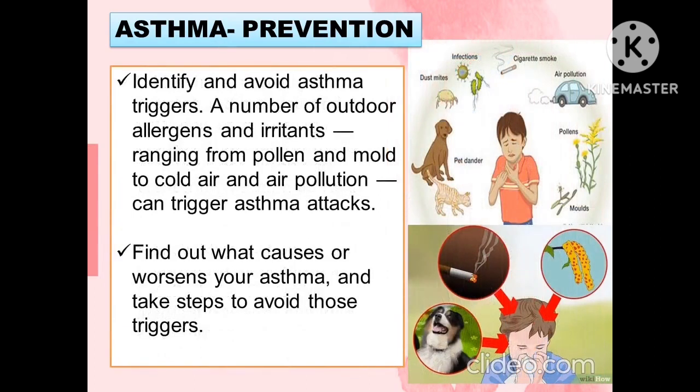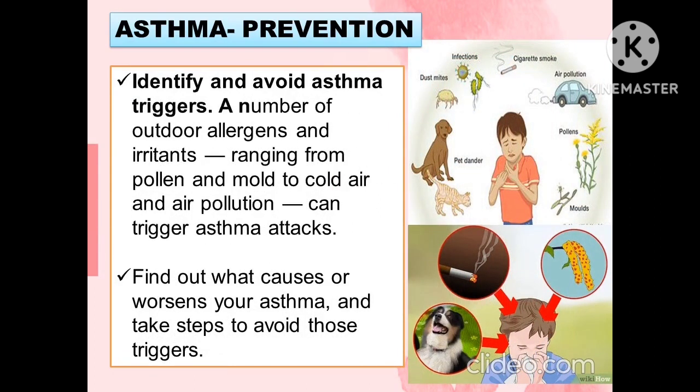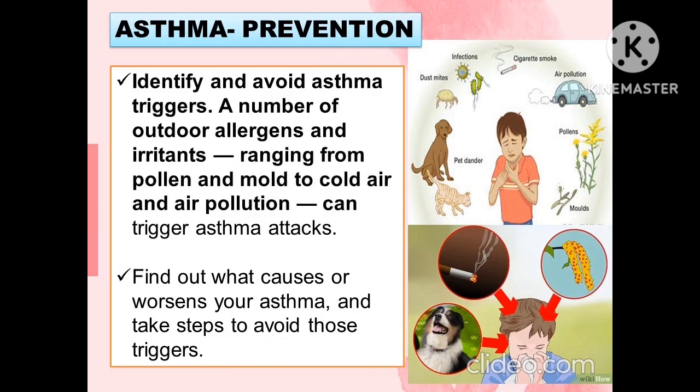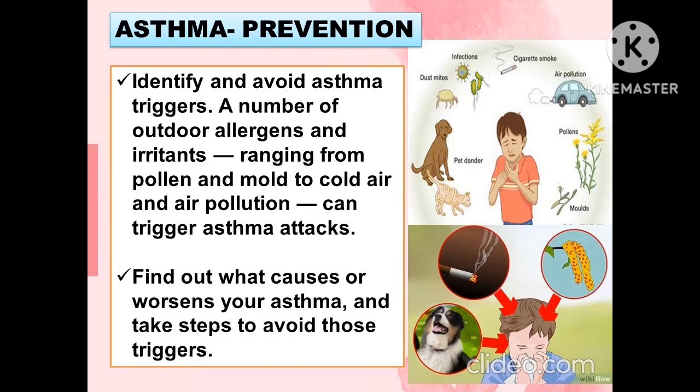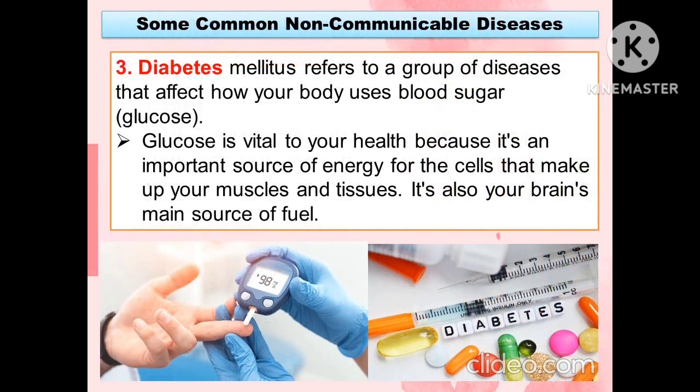Another prevention of asthma is to identify and avoid asthma triggers. A number of outdoor allergens and irritants, ranging from pollen and mold to cold air and air pollution, can trigger asthma attacks. Find out what causes or worsens your asthma and take steps to avoid those triggers.